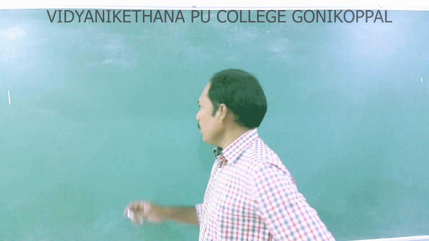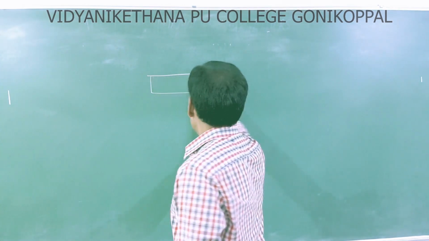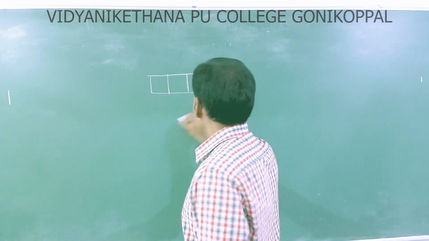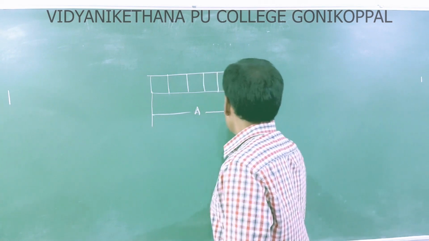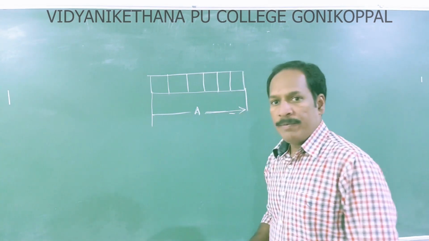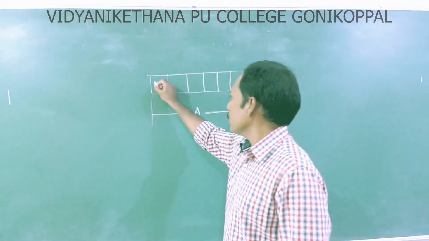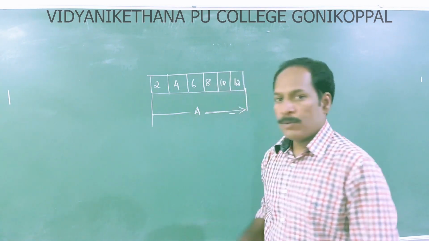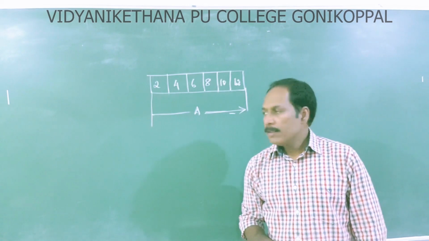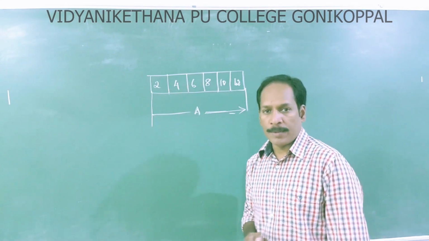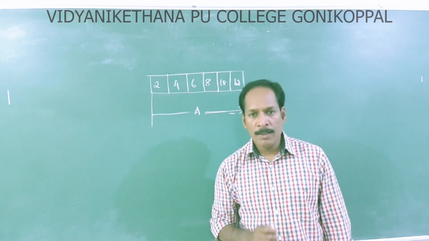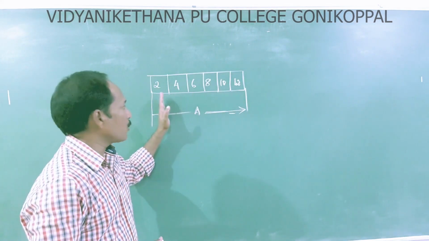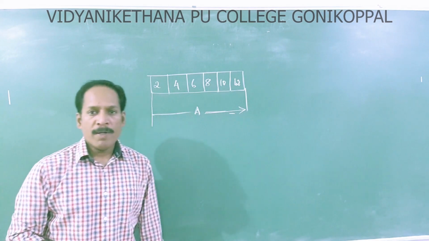If you take an example, here is an array A with some elements, where we are going to store the elements. Let us take an example: 2, 4, 6, 8, 10, 12. Binary search is applicable only in an array where the elements are sorted. Otherwise binary search is not applicable. The restriction with binary search is that before applying it, the elements need to be sorted.